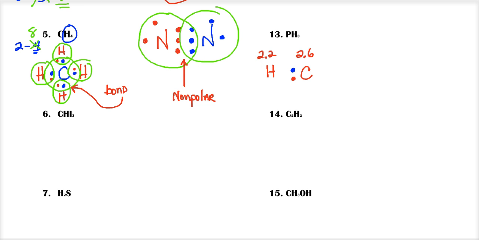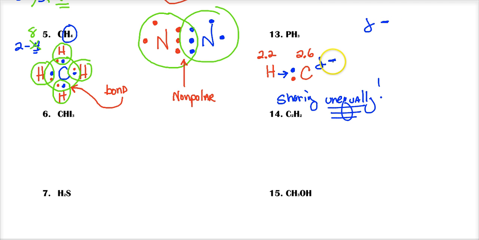And because of that, they are sharing unequally. This is important. This is brand new. Why unequally? Because the pair has been pulled closer to the carbon. And because the electron density from the bond is closer to the carbon, this carbon is said to have a partial negative charge. This is a weird thing called a partial symbol.